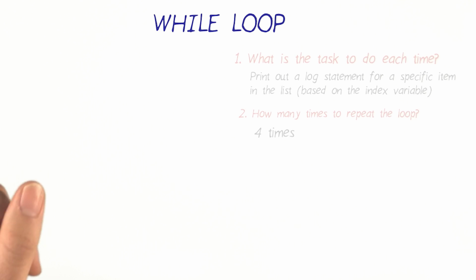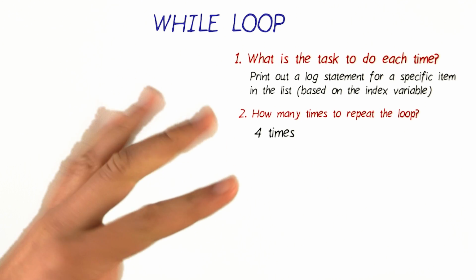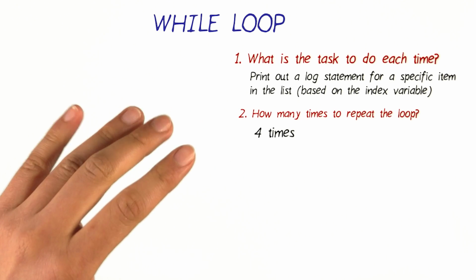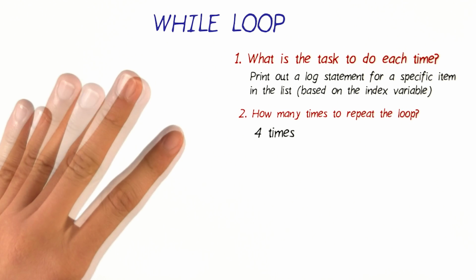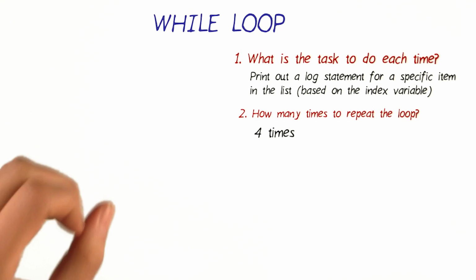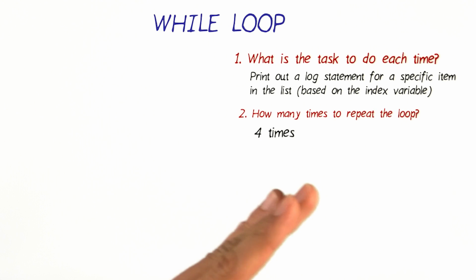Assume that the code we'll be talking about will be run inside the numbers activity after you've created the words list. So I've set up an example scenario where the task I want to repeat is to print out a log statement for a specific item in the list based on an index variable. And say I want to repeat the loop 4 times, so the condition is that we keep repeating the loop as long as the index variable is less than 4, assuming that the index variable starts off at 0 and then increments 1 at a time.